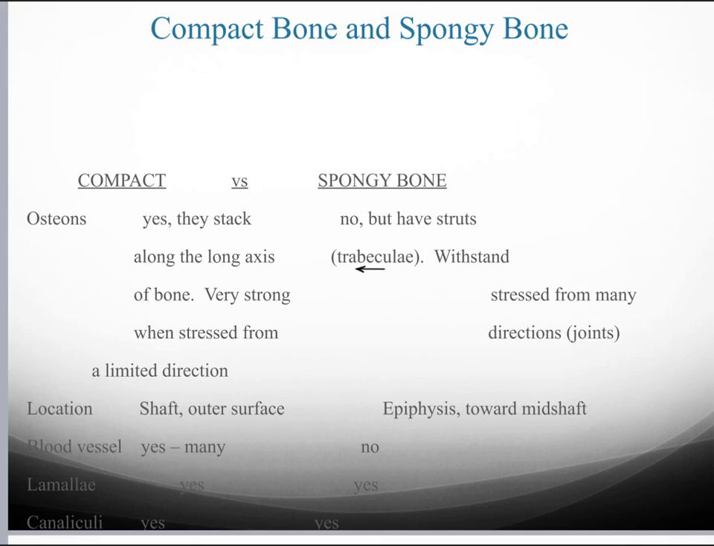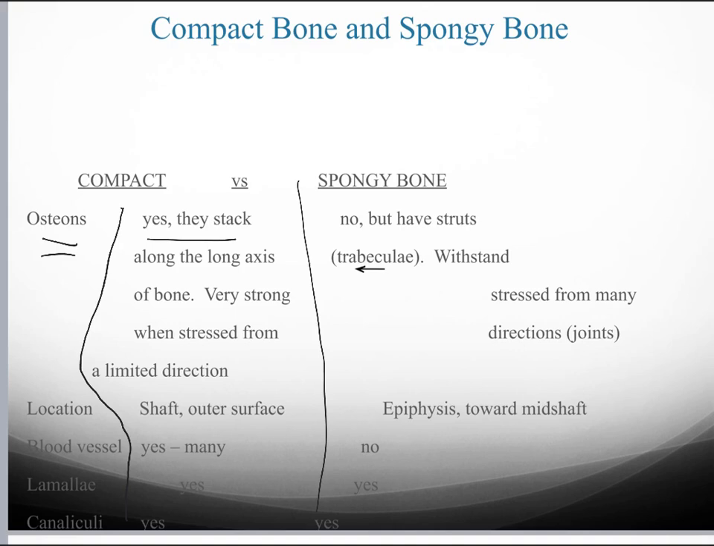We're going to finalize our comparison between compact bone and spongy bone by essentially looking at a table comparing the two. Now, again, the translation from our PowerPoint to explain everything is a little bit different, but our line for this table should pretty much extend here and then here, right? So let's look at one structure, osteons. Does compact bone have them? Yes. They stack along the long axis of bones.